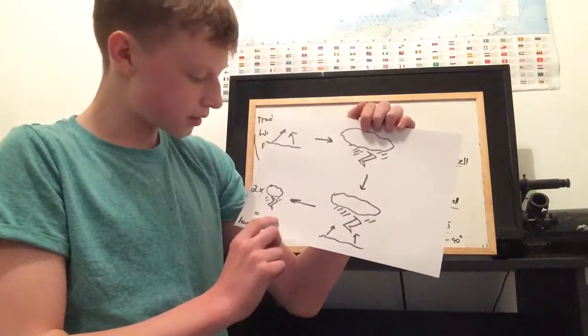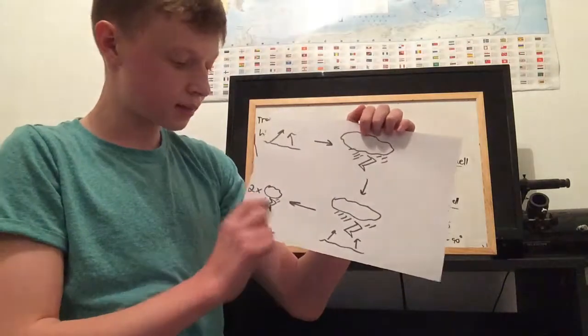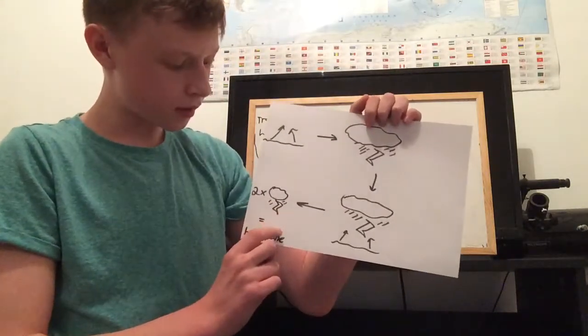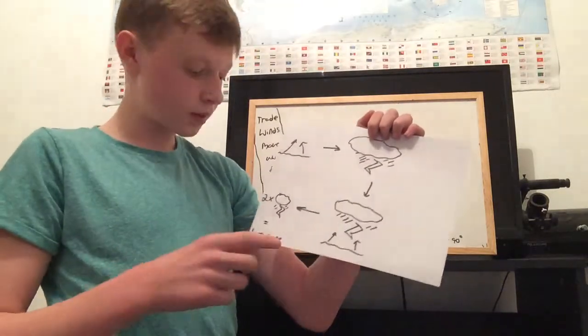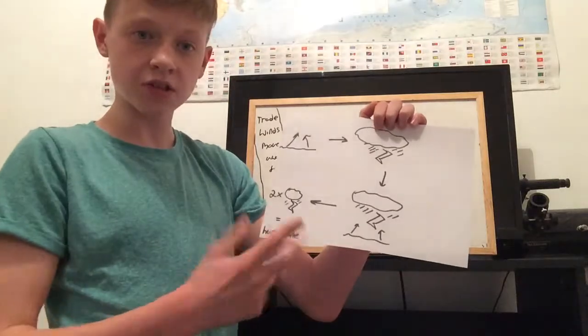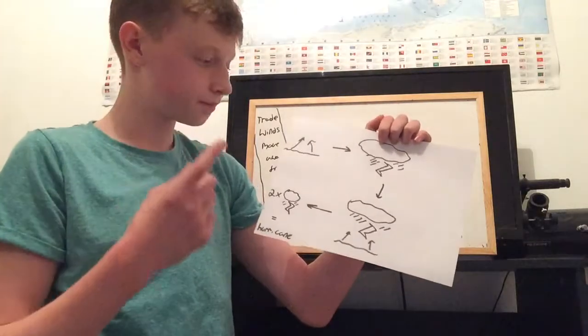Now, the fourth and final step is that it takes several thunderstorms mixed with over 75-mile-an-hour winds, which causes our hurricanes or tropical storms' spinning motion.